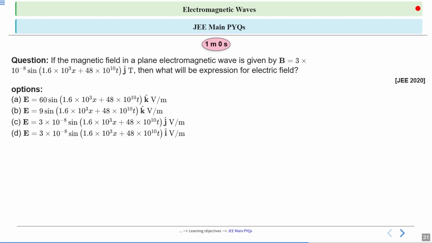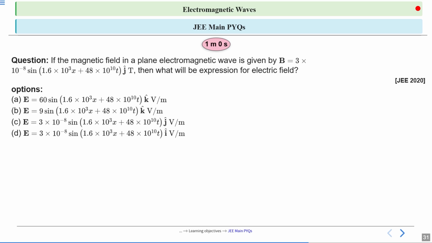Next question. If the magnetic field in a plane electromagnetic wave is given by B equal to 3 into 10 to the power minus 8 sine (1.6 into 10 to the power 3 x plus 48 into 10 to the power 10 t) j cap Tesla. So what is it? 3 into 10 to the power minus 8 is the peak value of magnetic field. 1.6 into 10 to the power 3 is K, and 48 into 10 to the power 10 is omega. So what will be the expression of electric field? K and omega will be the same for electric field also. We have to find the peak value of electric field and direction of electric field.